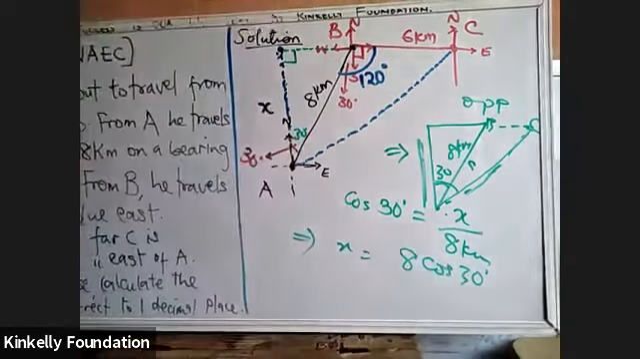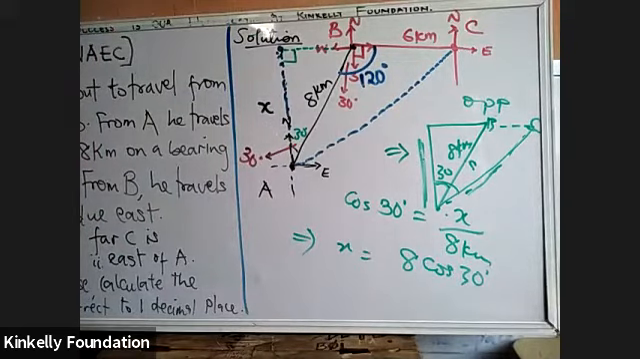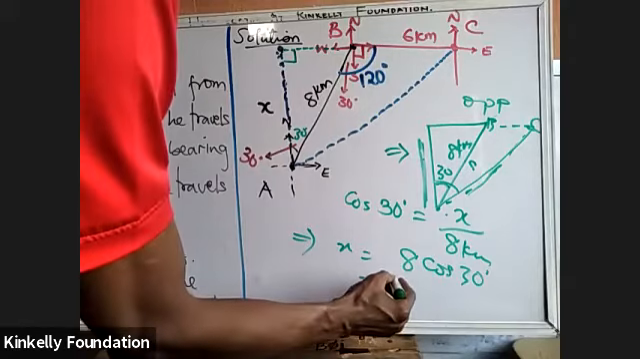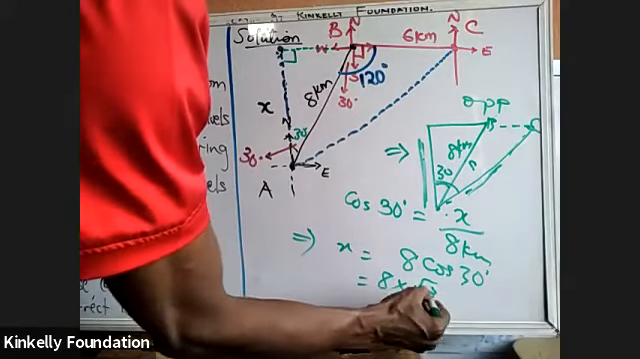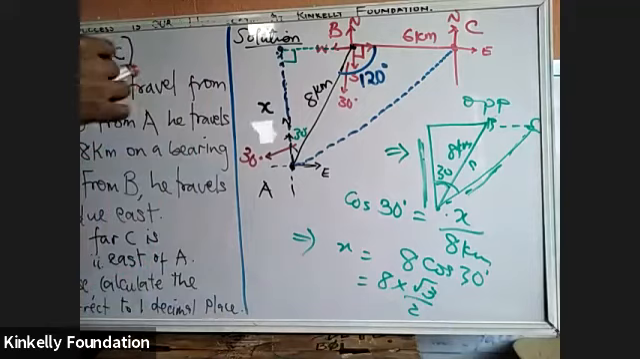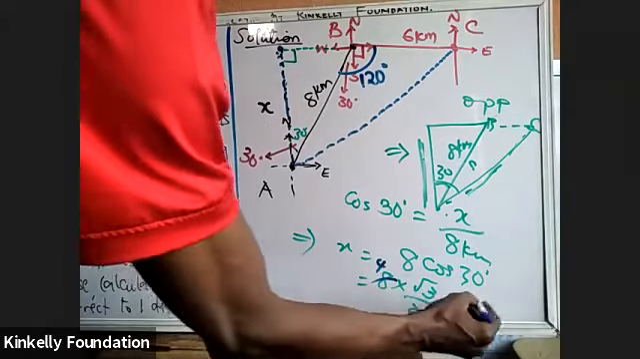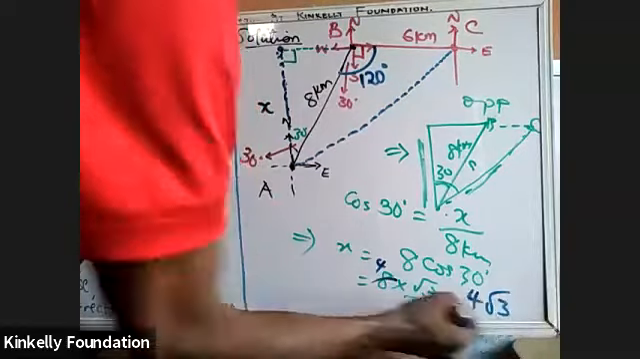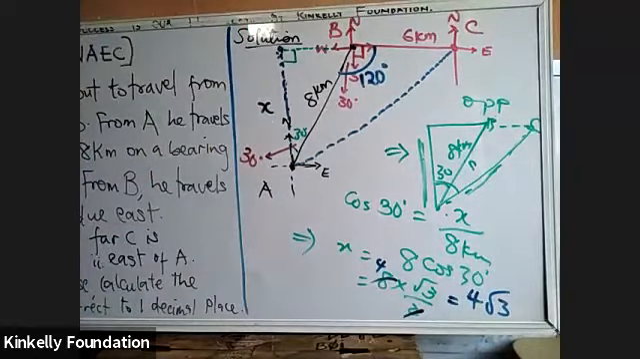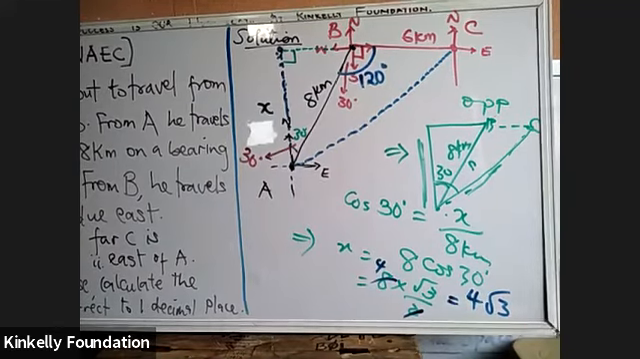Because cos 30 is what? Root 3 over 2. 8 times root 3 over 2. Once you cancel, therefore, which is 4 root 3. Do you understand? Yes, sir.